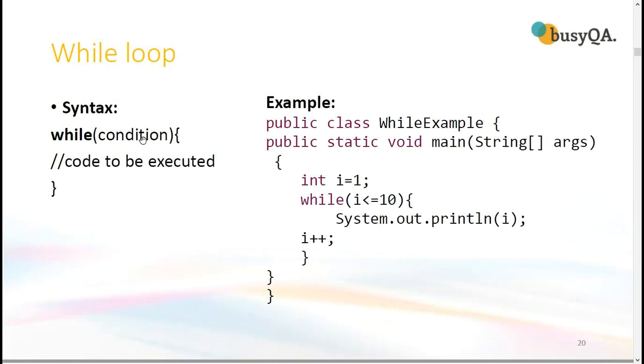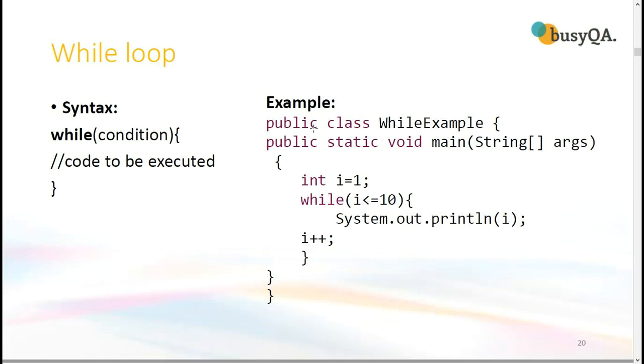Now, for the while loop, this is the syntax for it. The command is while. Then in that bracket, there will be a condition. And as long as that condition is true, Java will keep on executing the code in those curly braces. The moment the condition becomes untrue, Java stops. So let's see an example here.